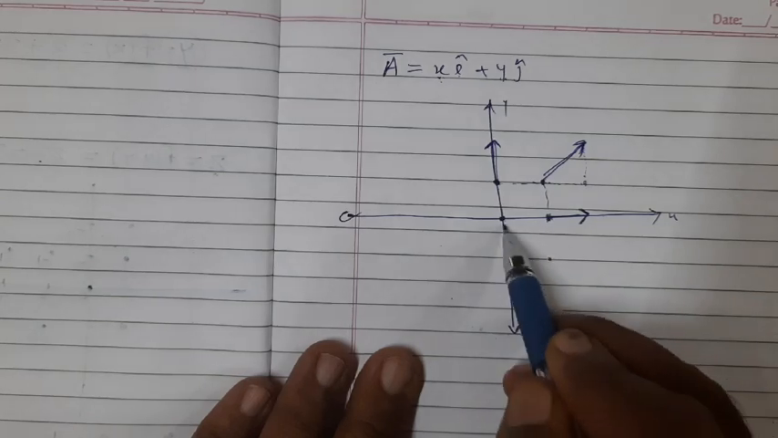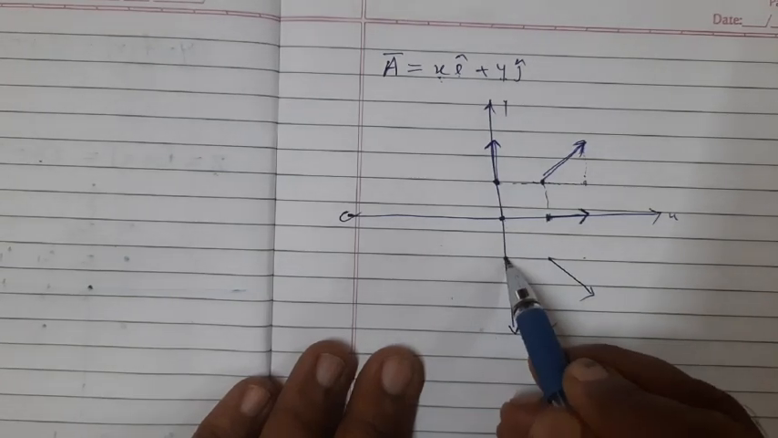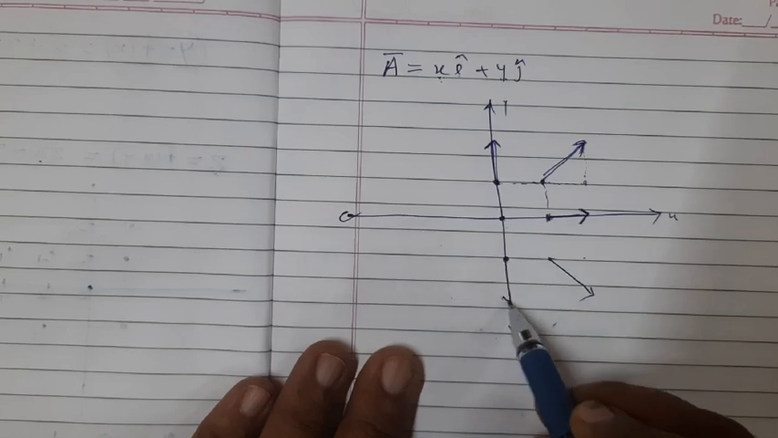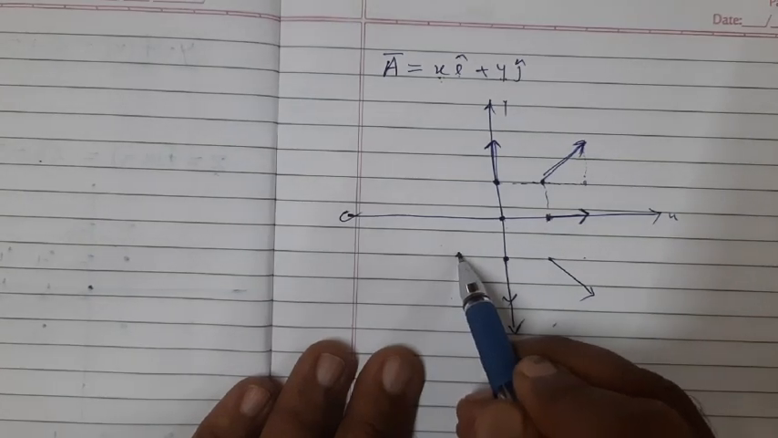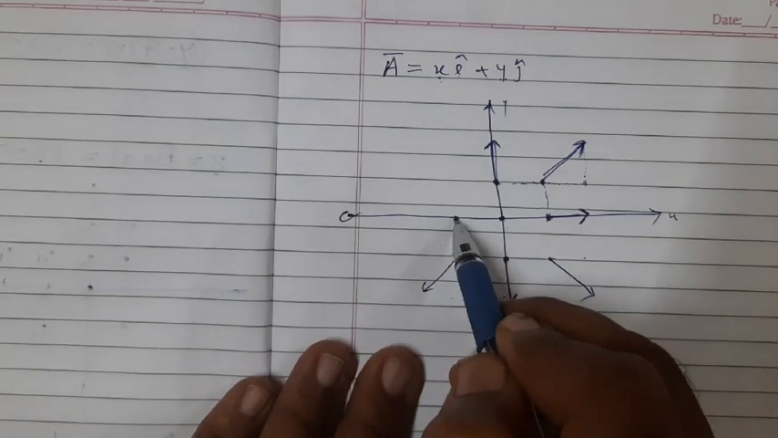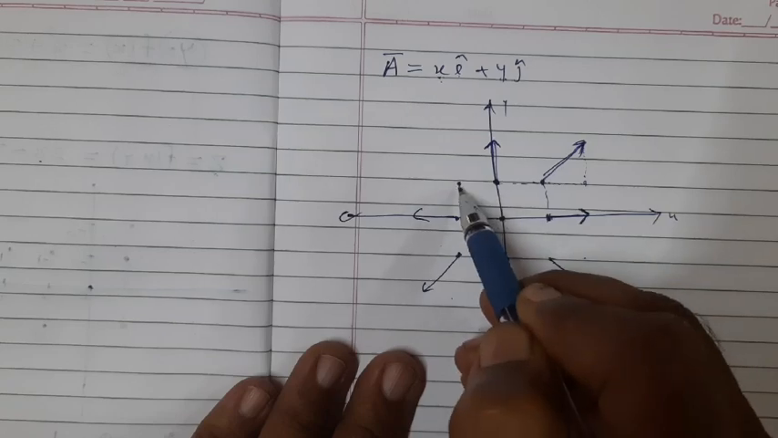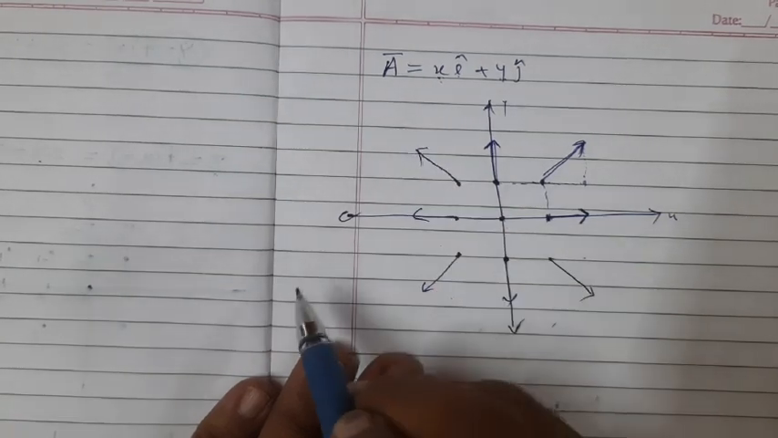Similarly, you will observe that at 1, minus 1, it will be like this. At 0, minus 1, it will be like this. At minus 1, minus 1, this will be like this. At minus 1, 0, it will be like this. At minus 1, 1, it will be like this, and so on.